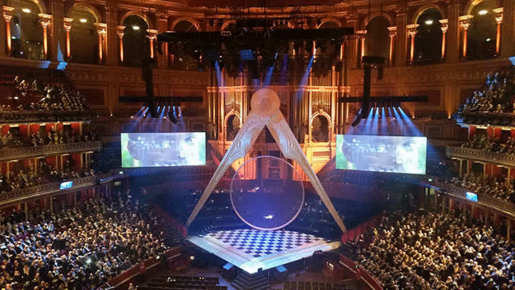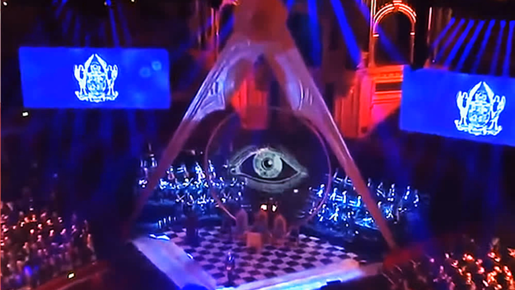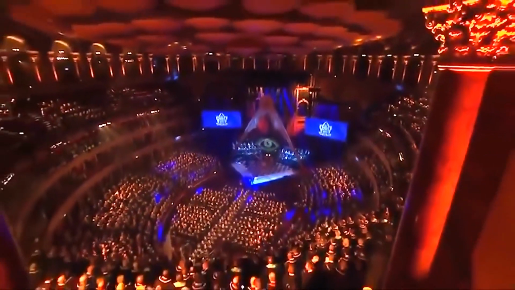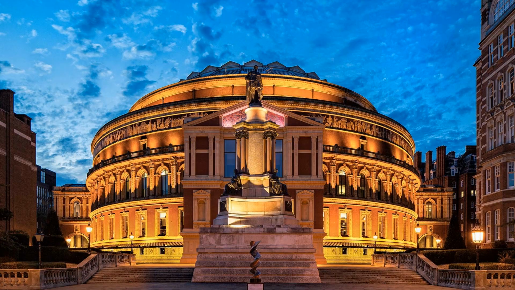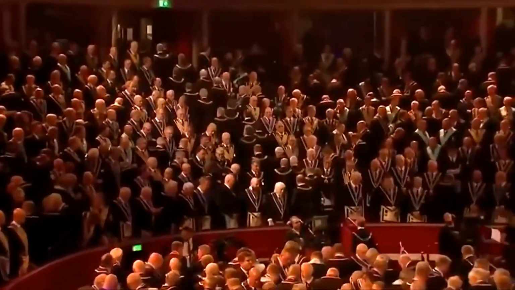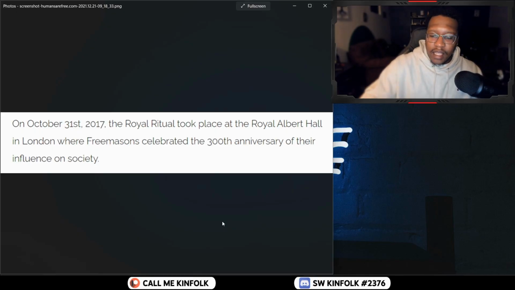And this, if you don't know what this is, man, this about to just blow your mind right here. So what this is, notice the checkerboard, the compass and everything, notice all the symbolism. It's a royal ritual that took place on October 31st. Funny, right? Halloween. It took place at the Royal Albert Hall in London, where Freemasons celebrated the 300th anniversary of their influence on society.